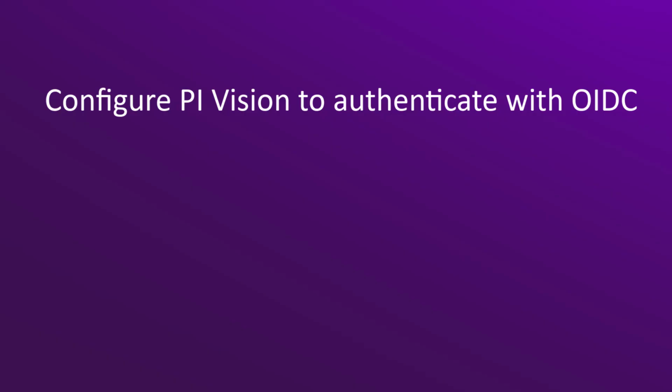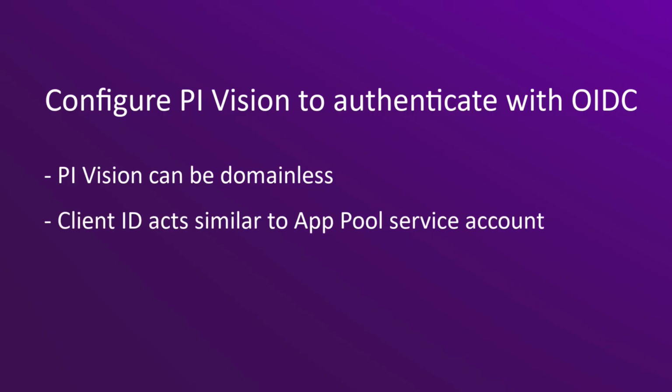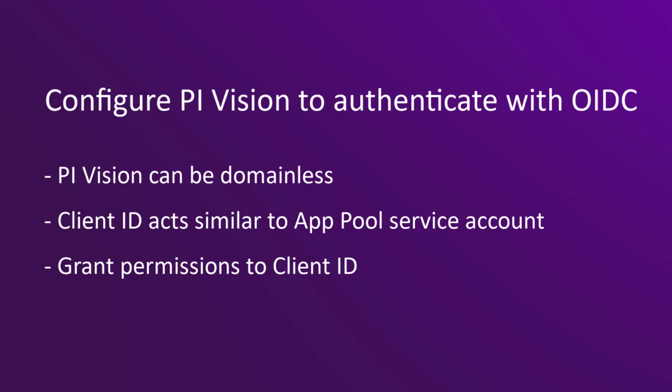In this scenario, PI Vision can operate in a domainless environment because the PI Vision service itself relies on OIDC instead of Windows authentication. For this setup, the client ID acts in a similar way to the Windows service account running the IIS application pool. We will need to give this client ID, which is how PI Vision authenticates, the necessary permissions on the PI Data Archive and Asset Framework servers in order to function. Let's configure and test this option by following the steps in the documentation.